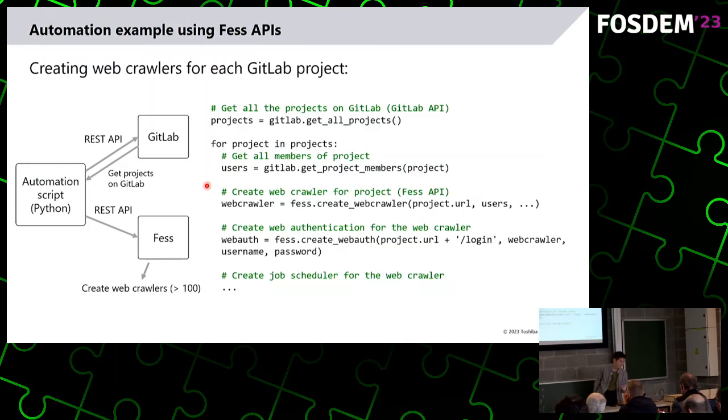To automate the creation of web crawlers in such a case, Fess has APIs, just like GitLab APIs. To explain how this is handled, looking at the sample script, you can combine the GitLab APIs and Fess APIs. First, you can use GitLab APIs to get all the projects. Then for each project, you can get the list of members. Then using that list of members, you can create a web crawler, and this is where the Fess API comes in. You can also create a web authentication object and attach it to that web crawler. The Fess APIs are mostly like GitLab APIs, and for those who have used them, I think they'll be fairly intuitive.